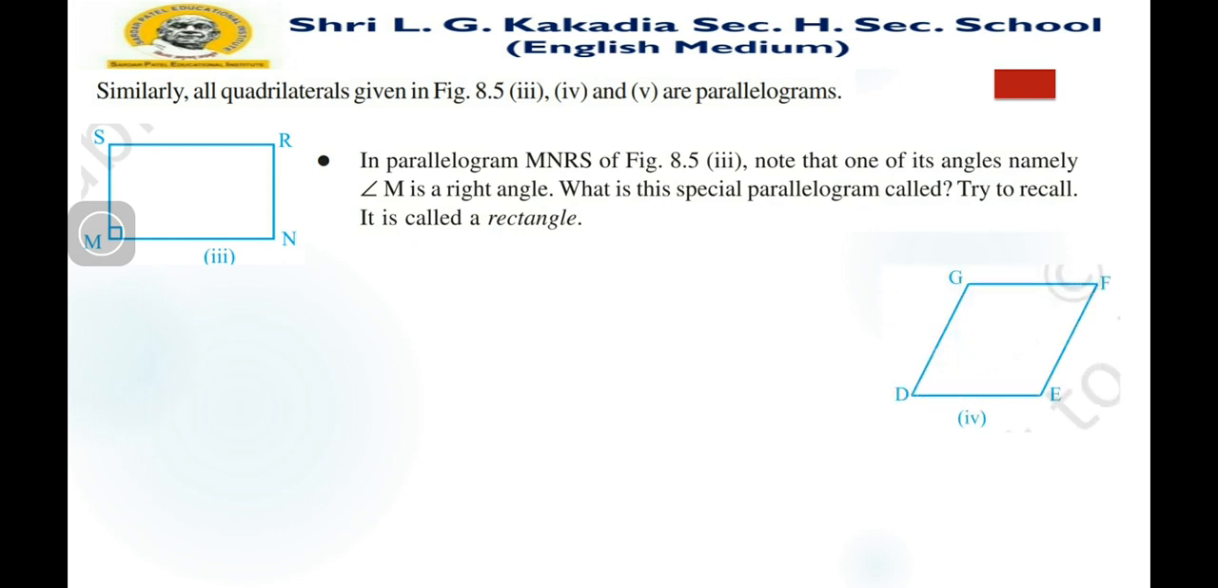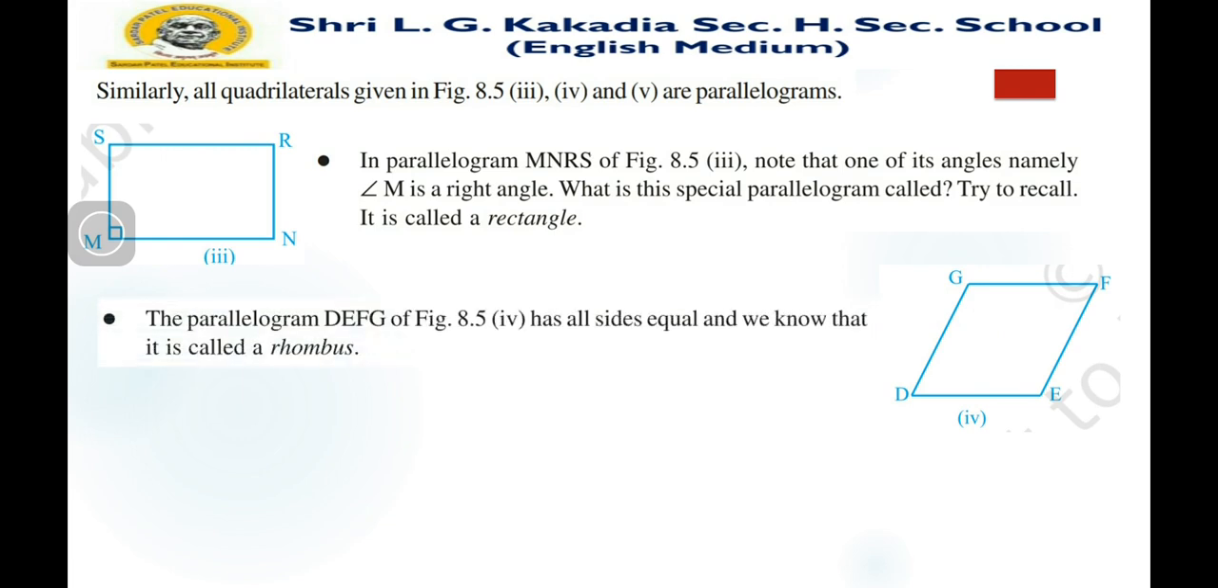Now here you can see that the parallelogram DEFG of figure 8.54 has all sides equal, and we know that it is called a rhombus. If in a parallelogram, meaning opposite sides are parallel to each other, and if four sides are equal, then we can say that this parallelogram is a rhombus.